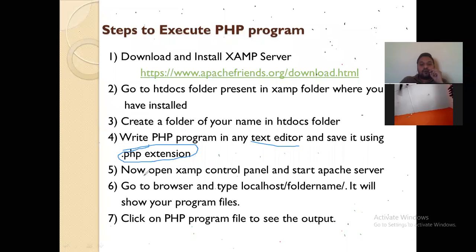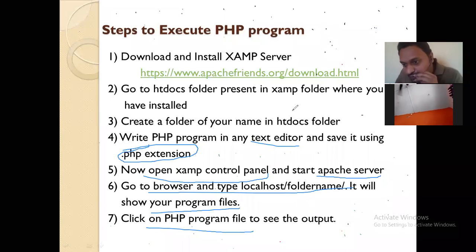Now open the XAMPP control panel, and then start the Apache server. Go to your browser and type localhost and the folder name. It will show you your program files. Then click on the PHP program file to see the output. I hope you all have understood this one. Now I will demonstrate how to execute this.